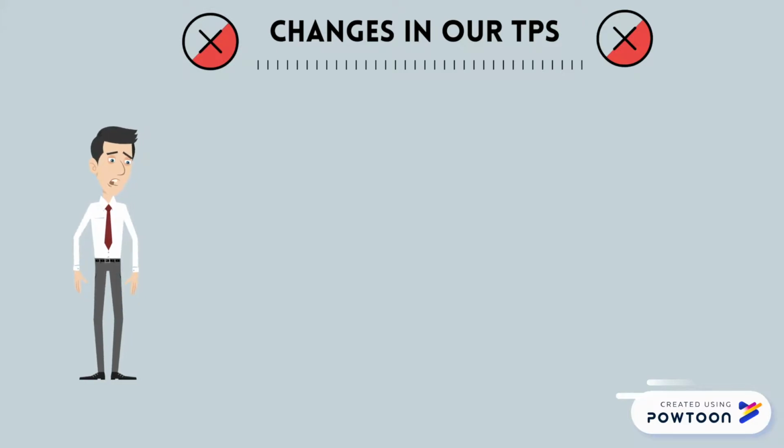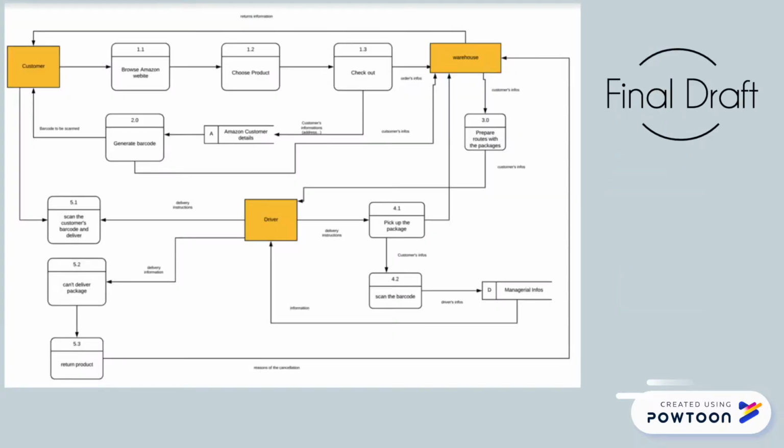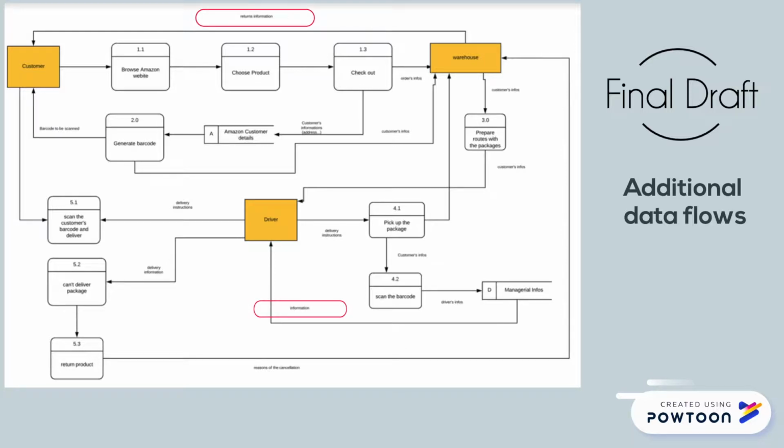These included adding data flows, making changes in processes of the warehouse, adding information about data flows, and finally adding process numbers. Data flows added concerned return information from the warehouse to the customer, alongside order information from a managerial info database to the driver.